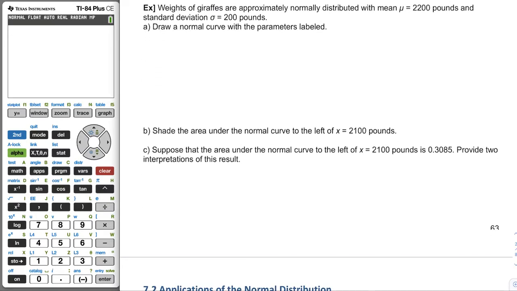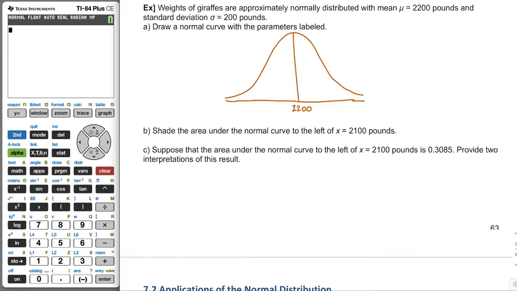Weights of giraffes are approximately normally distributed with mean mu equals 2,200 pounds and standard deviation sigma equals 200 pounds. Draw a normal curve with the parameters labeled. Okay, so we want to go ahead and draw our normal distribution. The mean always goes in the center, and the mean is 2,200.